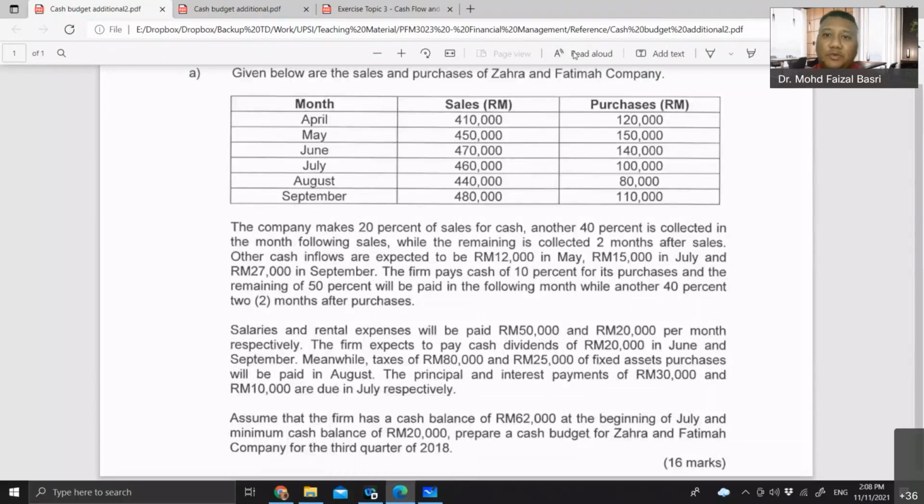So again, this is a tutorial. I assume you watched the video, but I will explain to you step by step how to do the cash budgets. In terms of the details, everything, you can refer to the notes. Obviously, the notes ada dia punya templates and formats, and the whole 2 hours punya video last semester tu pun you can watch in terms of the full explanation. But for today, I can try to solve this question, Zahra and Fatima company.